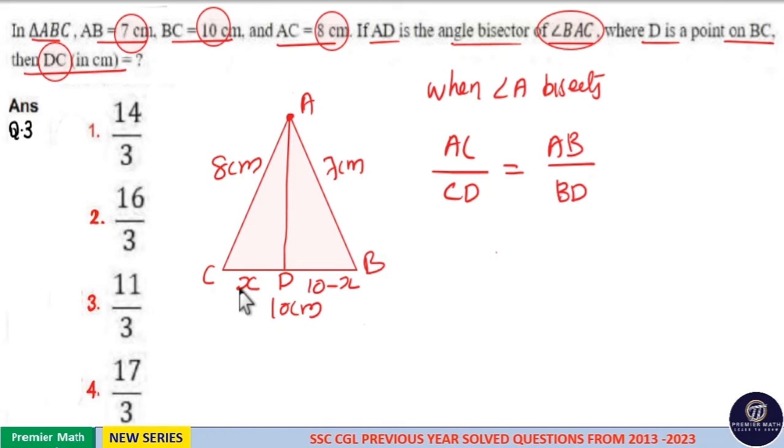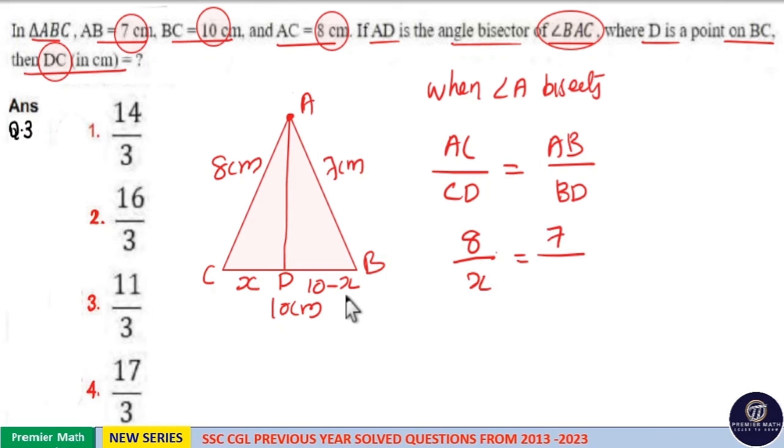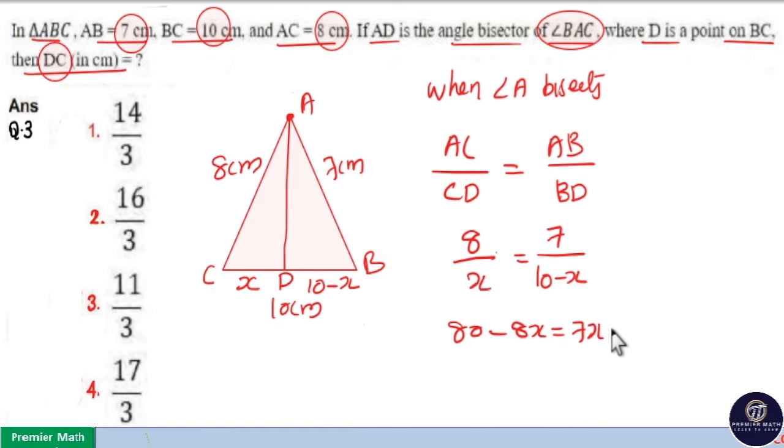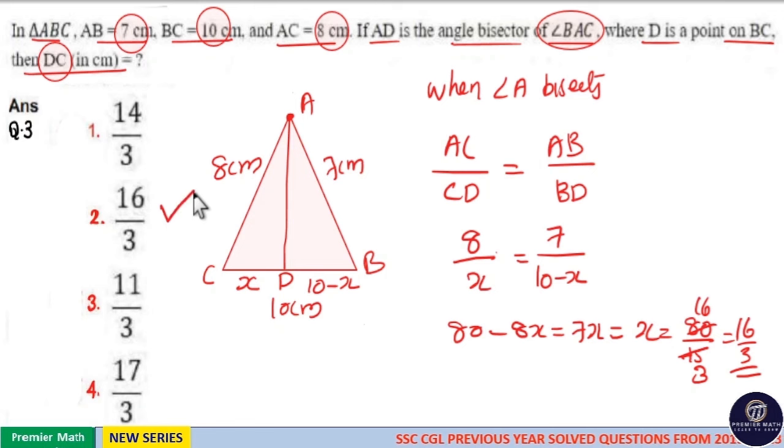Now from this you can see AC equal to 8 centimeter and CD is equal to x centimeter. Now AB equal to 7 centimeter and BD equal to 10 minus x centimeter, which means here 80 minus 8x is equal to 7x, so x is equal to 80 by 15, which is equal to 16 by 3. So option 2 is your answer.